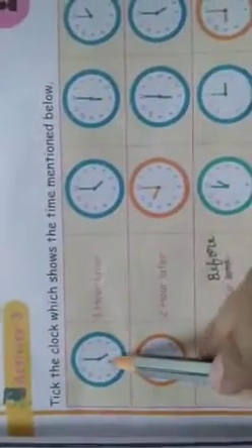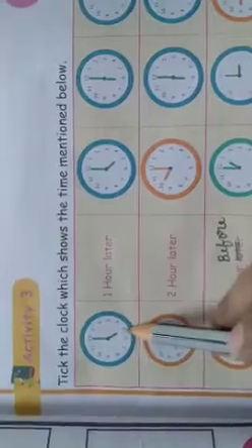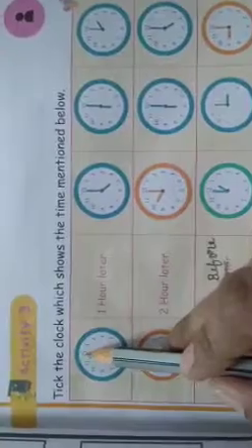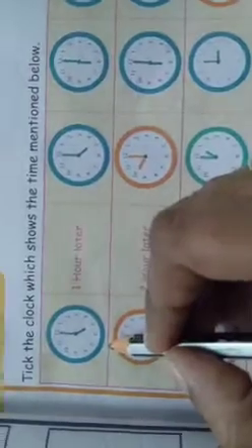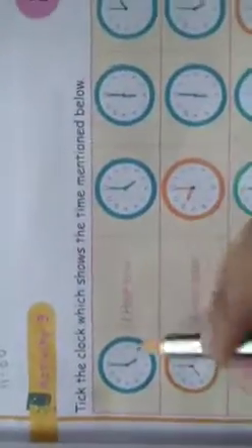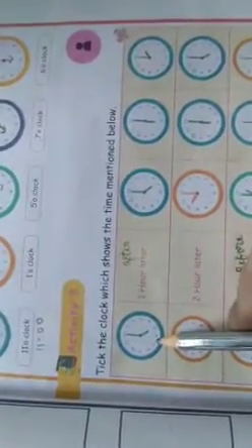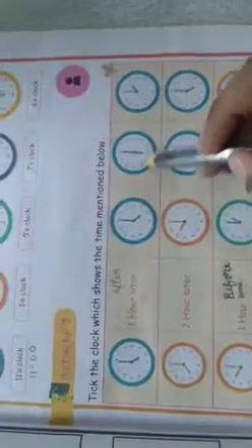We want to pick the correct clock. Here asking, look at the first clock. What is the time? Very good, 5 o'clock, because the longer hand is on 12, so 5 o'clock. So 1 hour later. Later means what? After. Okay? So 5 o'clock, after 1 hour means 5 after what? Very good, 6 o'clock. Now where's the 6 o'clock?